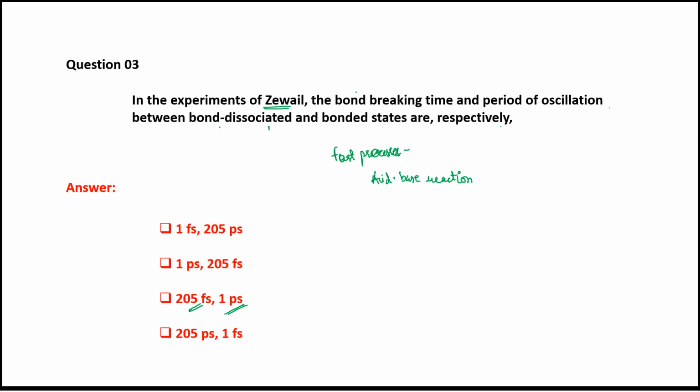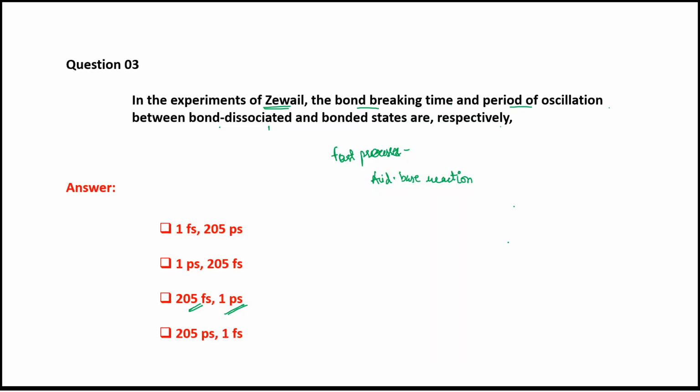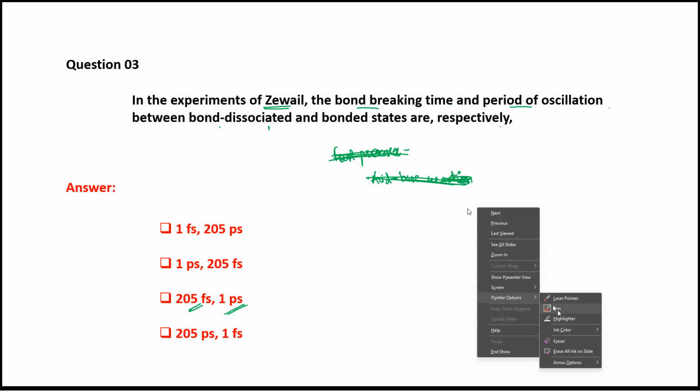So with this experiment of Zewail, there could be two things concluded, that is the bond breaking time and the period of oscillation. As a function of time, when the experiment was done on a variety of molecules, especially the simplest kind of molecules, for which each thing could be determined quite accurately, they could calculate that the bond breaking time was 205 femtoseconds. And how could we calculate that?